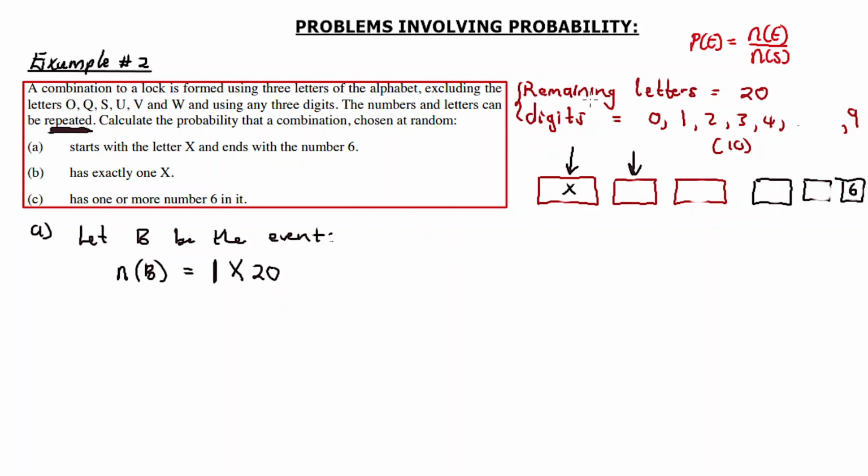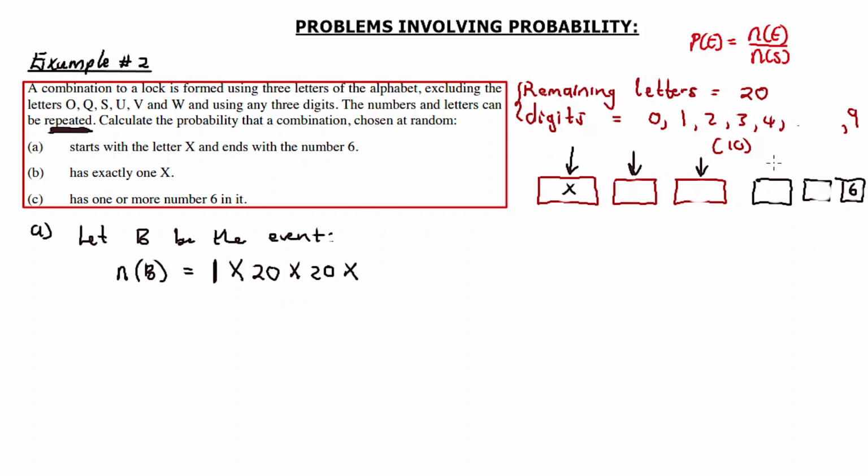So because they are letters, I only have 20 choices. I can choose from 20 letters. So that's why I say I have 20 choices. For the third block, the alphabet, I have another 20 choices. Multiplied by 4 squares, the digits.